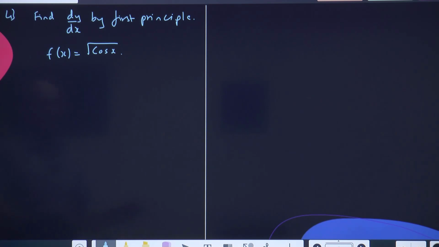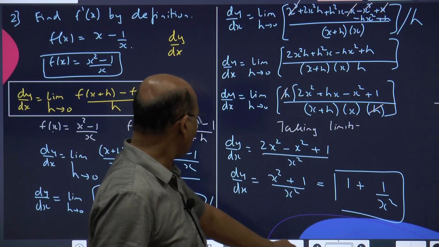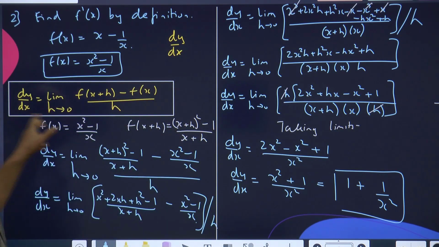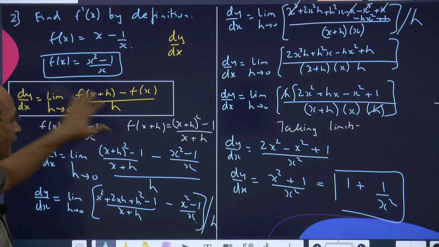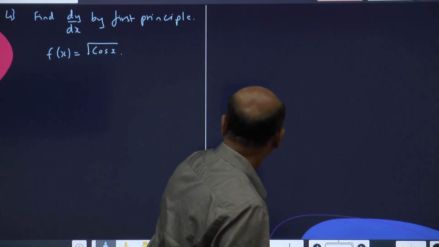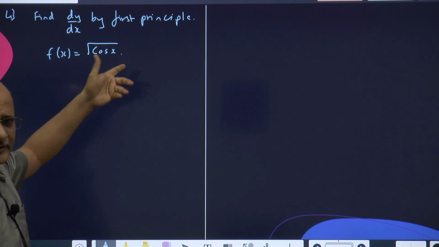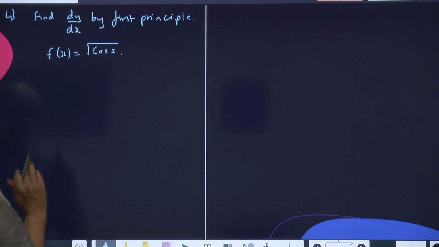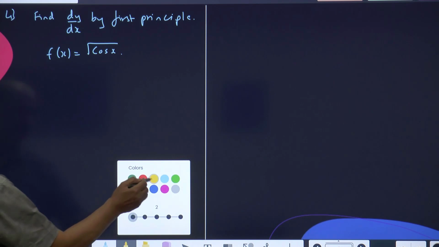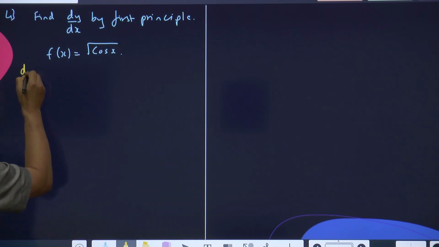Okay, great. Find dy by dx by first principle. So immediately when I say first principle, this comes to my mind: the formula for finding the derivative by the first principle method. Let us do the same thing, but unlike the previous case, where it was an algebraic function, now it's a trigonometric one. Whatever it is, I have to follow that procedure. So first thing, I want to find dy by dx by the first principle method. So I will write the formula quickly for you.